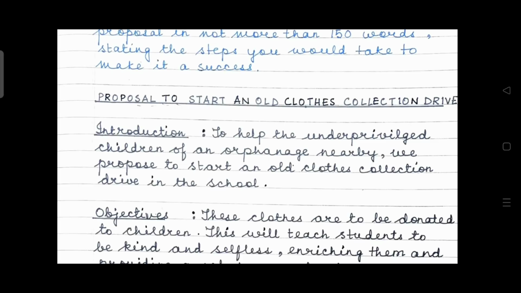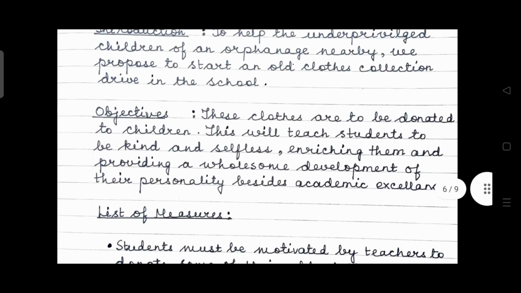To help the underprivileged children of an orphanage nearby, we propose to start an old clothes collection drive in the school. I have not written anything extra. I'm not beating around the bush. Clear, specific, to the point introduction. Finished, simple English. Leave one line, move on to the objectives. These clothes are to be donated to children. This objective is there in the question itself.